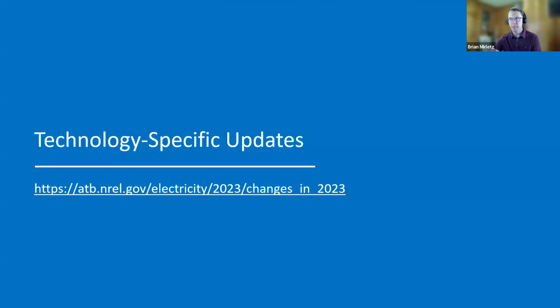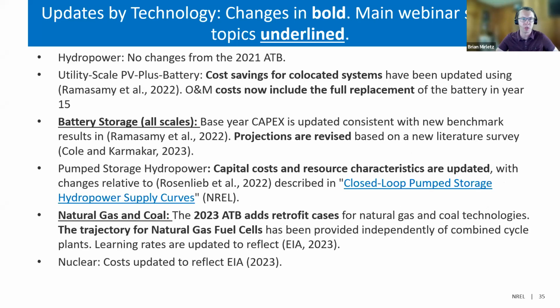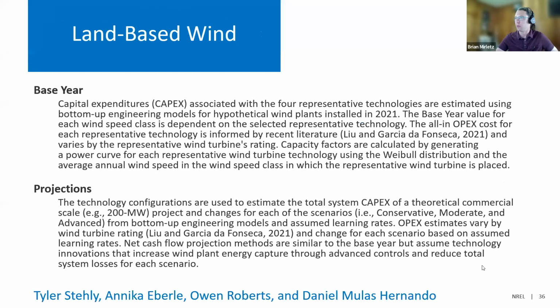All right, with that, we'll get into technology-specific updates. So these two slides summarize the changes by technology. This information is also available on the website. For today, we'll be covering technologies with larger changes relative to last year, which includes land-based wind, PV, geothermal, battery storage, and natural gas and coal. And with that, I will hand things off to Tyler.